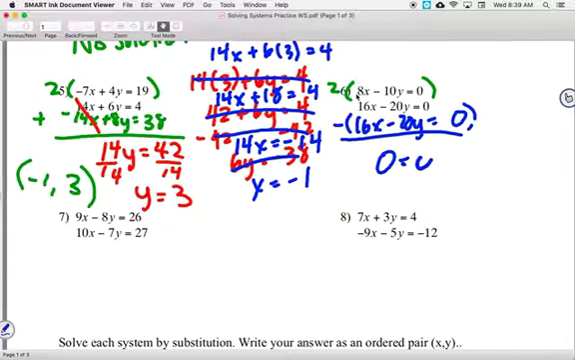Everything's going to go away. I'm going to get 0 equals 0. Now here's the thing. Is this a true statement? Yes. Is it always true? No matter what, right? So what's our answer? There are infinitely many solutions. Okay? Infinitely many.